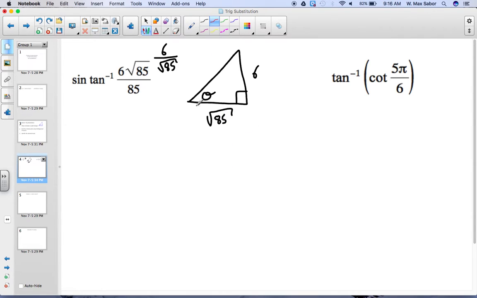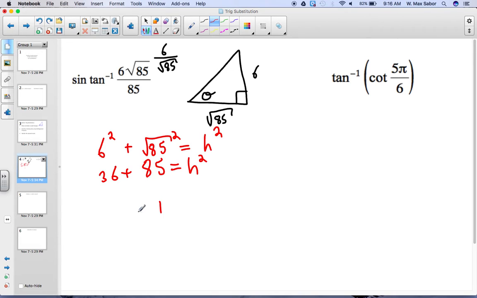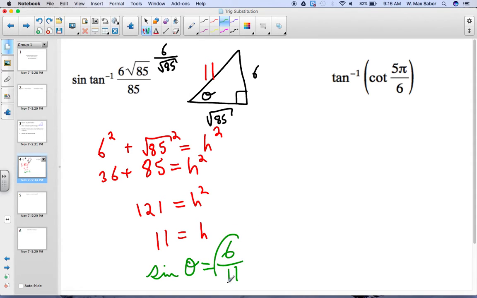Now let's use Pythagorean theorem. 6 squared plus square root of 85 squared equals our hypotenuse squared. So this is 36 plus 85 equals h squared. Add these two together. This would be 121, so h is 11. Now we're asked for sine. So the sine of that angle is the opposite over the hypotenuse. So 6/11 is our sine.